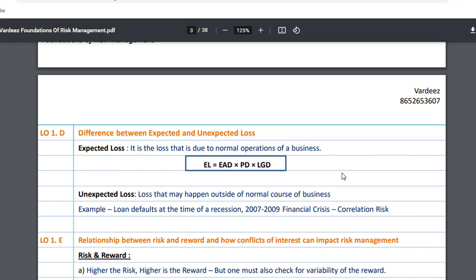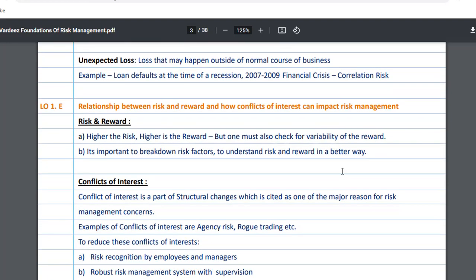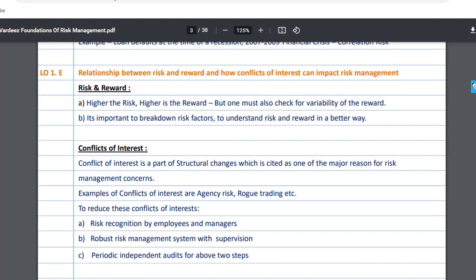Moving on to the next learning objective, and that is the relationship between risk and reward. Finally, risk and reward: the higher the risk, the higher the reward, but there is a word of caution. One must also check for the variability of the reward. One must also try to identify that if I'm taking this much risk, what if it goes beyond my expectation?